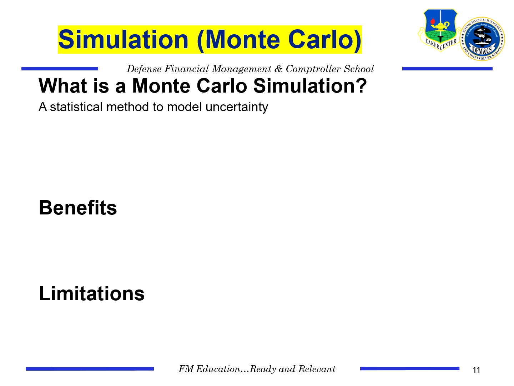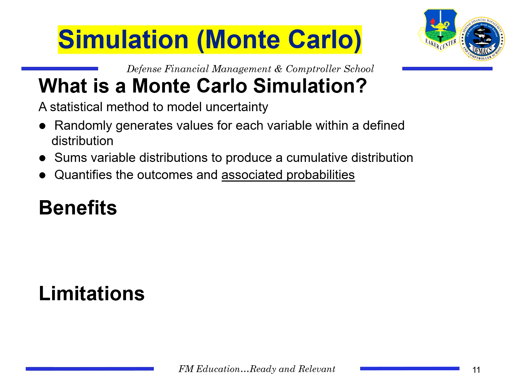Now moving on to Monte Carlo. It is a statistical method to model uncertainty. It randomly generates values for each variable within a defined distribution. It sums variable distributions to produce a cumulative distribution. Then it quantifies the outcomes and the associated probabilities.